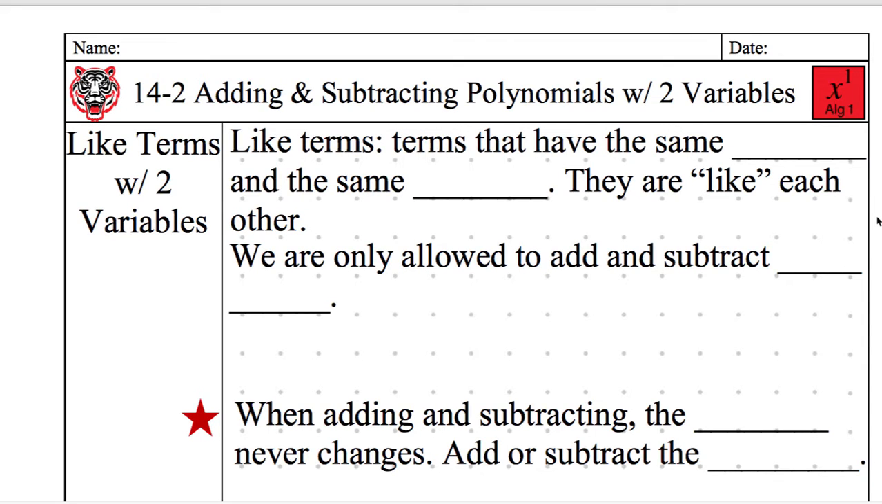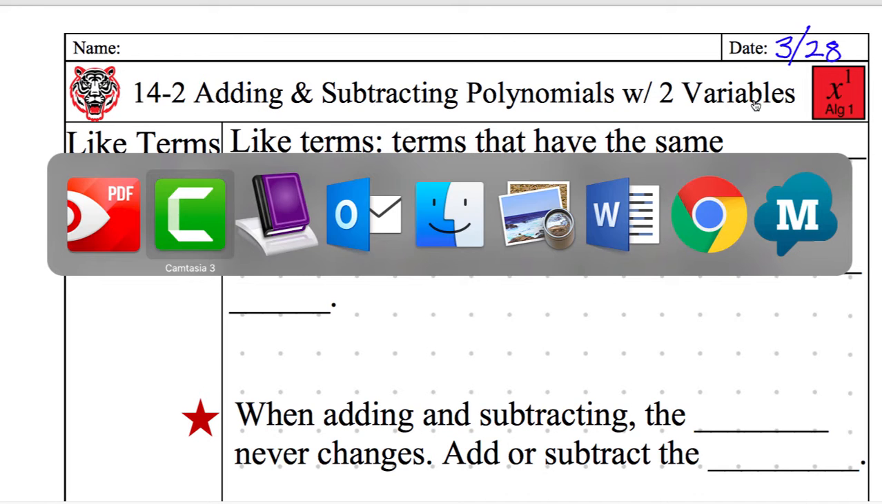All right, so we are in lesson 14-2, Algebra 1. Today's date is Thursday, March 28th, 2019. Put it down, 3/28. Today we're on adding and subtracting day 2. We're now doing it with two variables.